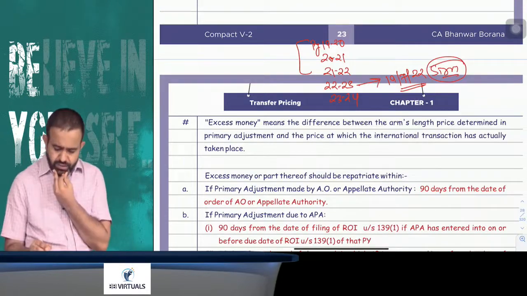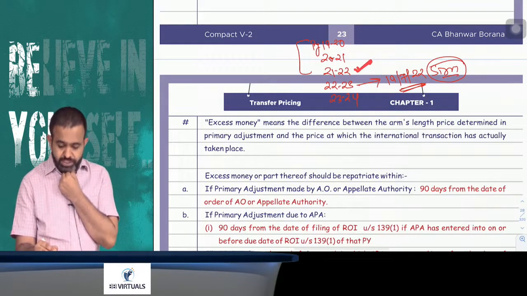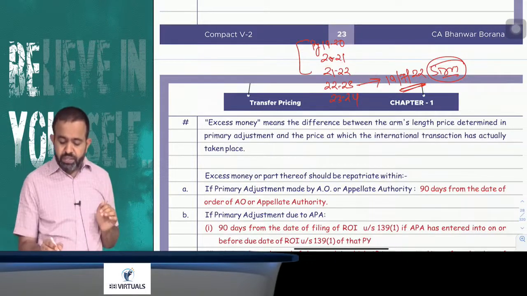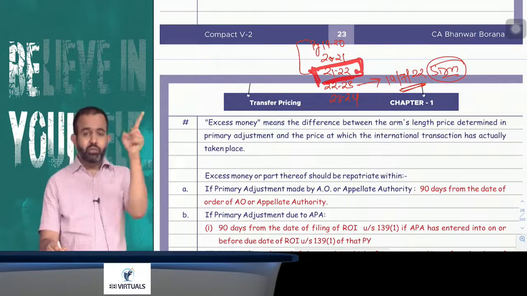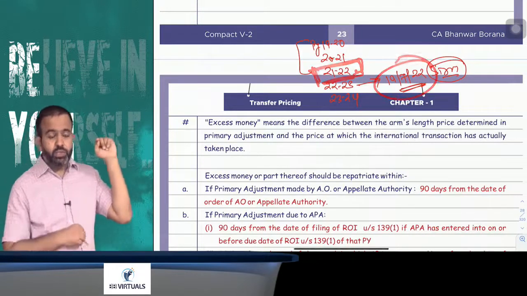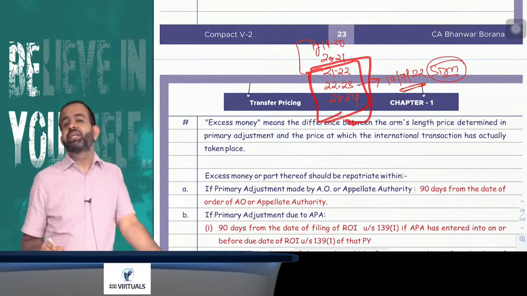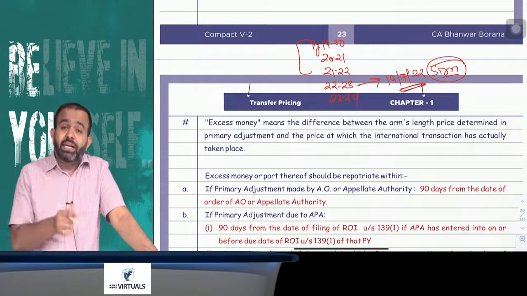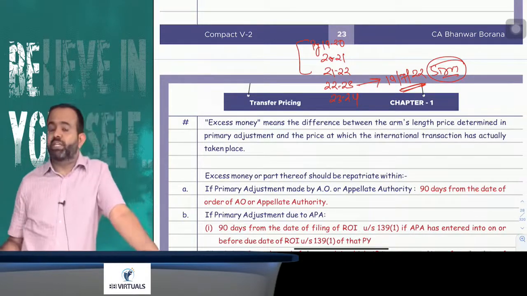Can I say that on this particular date, for previous years 21-22, 22-23 and 23-24, these 3 years' return filing due date is still pending, because for previous year 21-22 the due date of return filing will be 30th November. So 30th November is still pending on 19 July 2022. Then if there is a primary adjustment for these 3 years, you have to repatriate that money within 90 days from the actual date of filing of return. Whenever you file the return, within 90 days you have to bring that money into India.